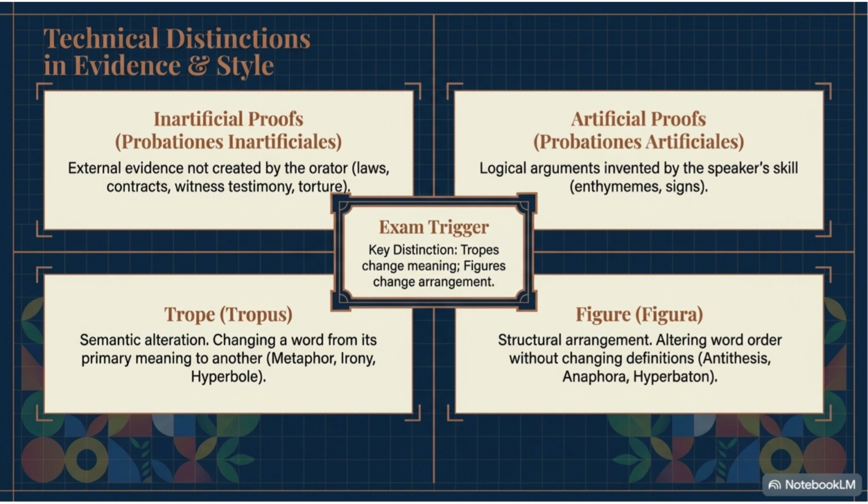Part 2. Artificial proofs. Now let us move to the second box. It says, artificial proofs, or probationem artificiales. Notice the difference. These proofs are created by the speaker's own intelligence and skill. They do not exist automatically. The orator constructs them. The slide gives two examples. Enthememes and signs. Let us first understand the general idea.